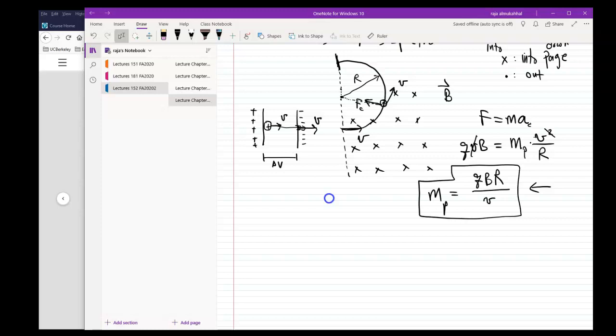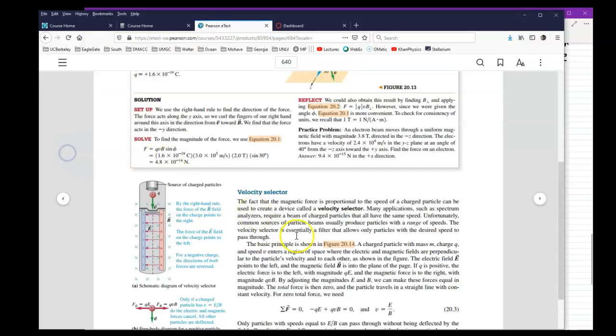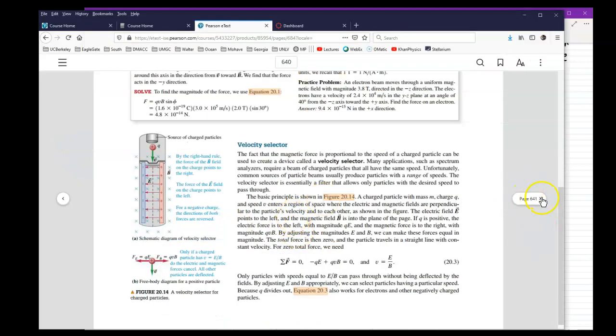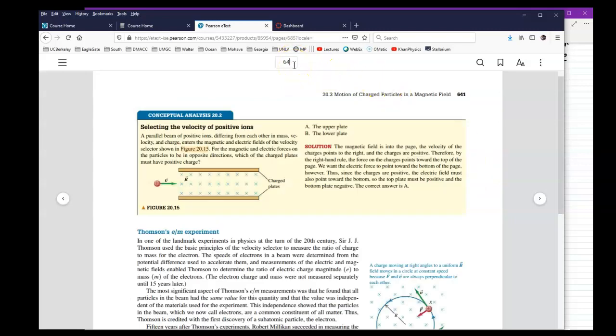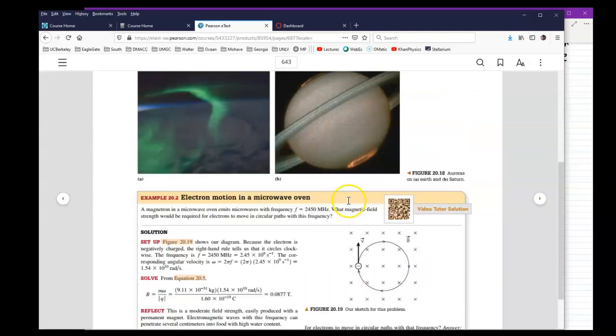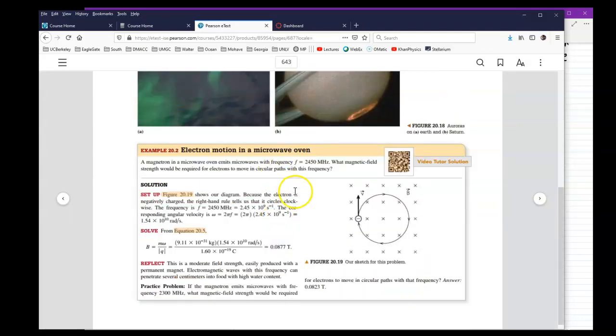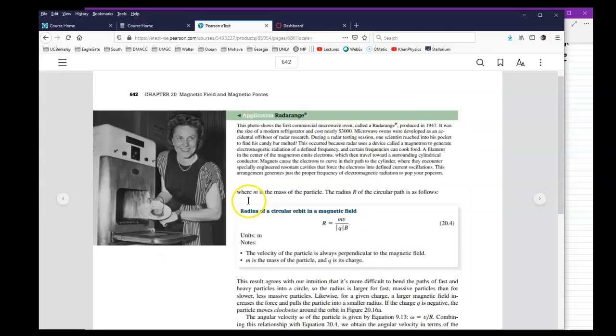Let me do one problem from the book. I'm going to do example 20.2, but before I do it, on page 43, right here, I want to tell you about what is called the cyclotron frequency. This is, I believe, the previous page.